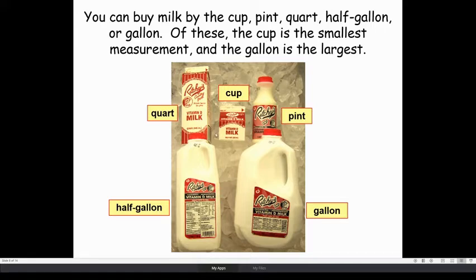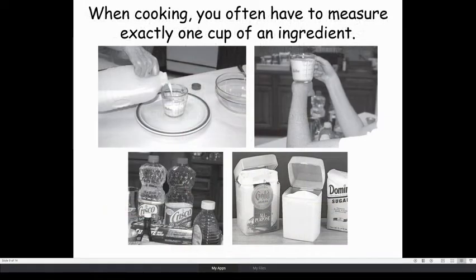Here's the pint. The next one is the quart. It's this one. It's a little bit bigger. The next one is the half gallon. This is the one that I commonly buy at Fred Meyer. And then the one that most of us are probably familiar with is the gallon of milk. And that, again, is the biggest size. And the cup is the smallest. Okay, so when cooking, you often have to measure exactly 1 cup of an ingredient.